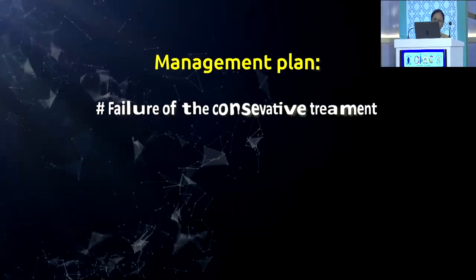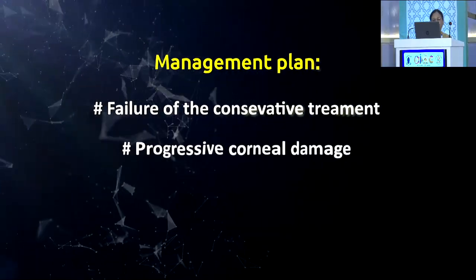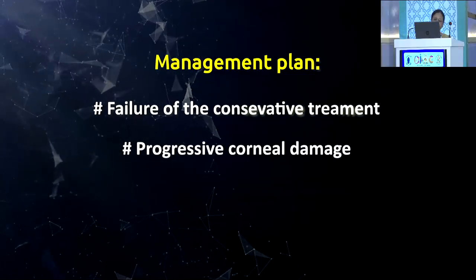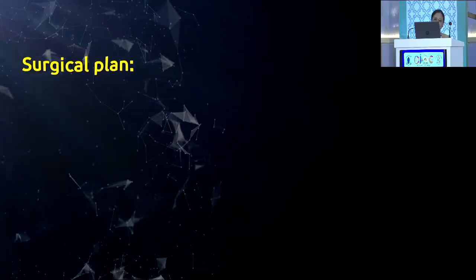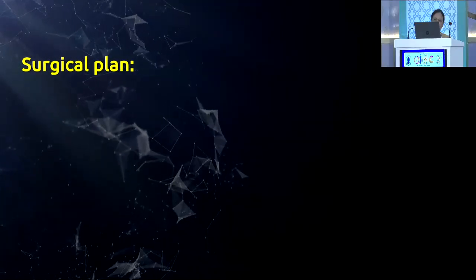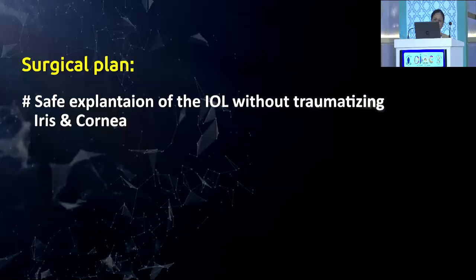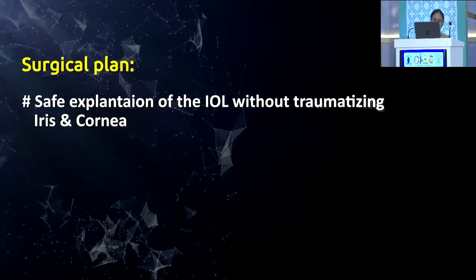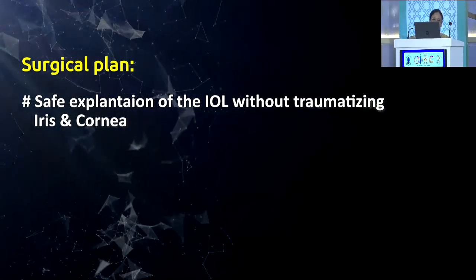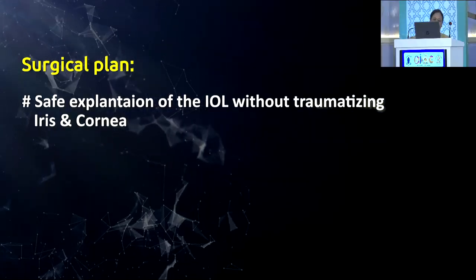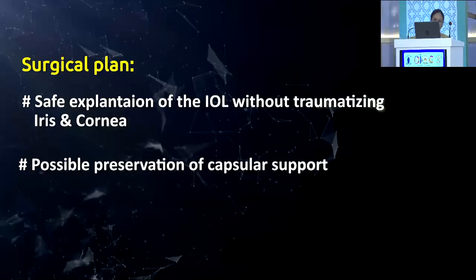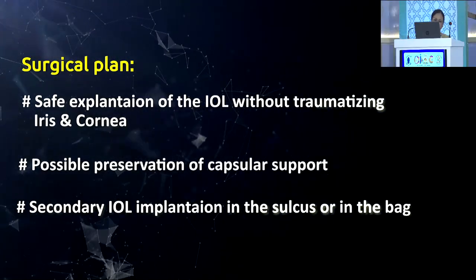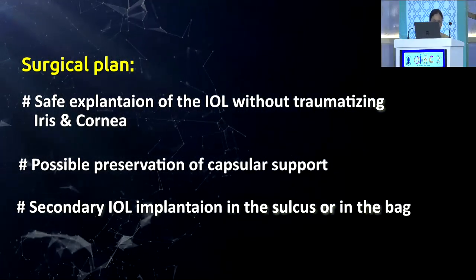Failure of the conservative treatment and the progressive corneal endothelial decompensation necessitated surgical intervention. Given the complexity of the case, the surgical plan was aimed at safe and atraumatic explantation of the IOL without further damaging the adjacent structures. Precaution was also taken for possible preservation of capsular support and secondary IOL implantation either in the sulcus or inside the capsular bag.